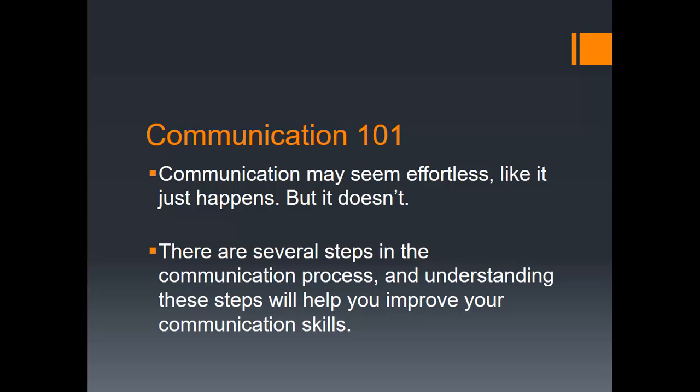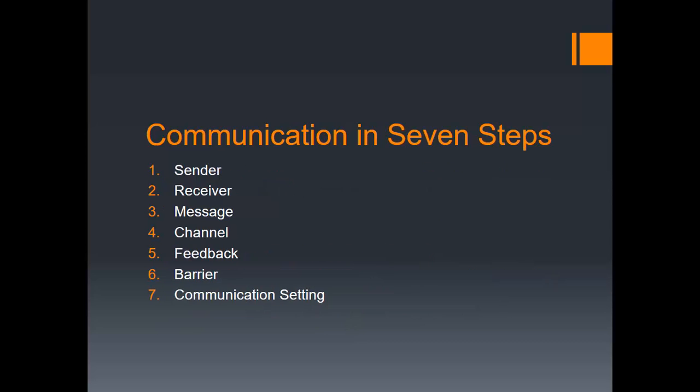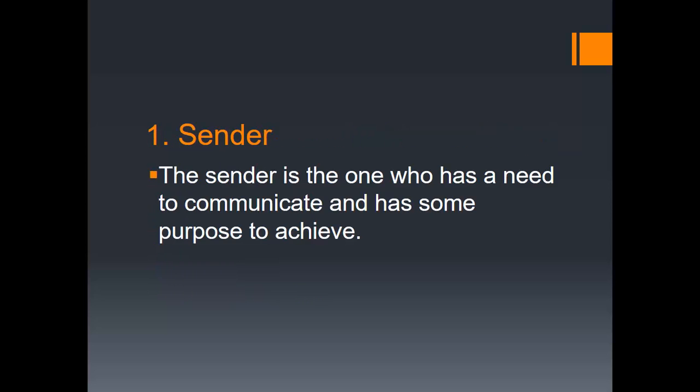Communication may seem effortless, like it just happens, but it doesn't. There are several steps in the communication process, and understanding these steps will help you improve your communication skills. It's especially important as you're being trained as a professional or a technical communicator to understand this process. So communication happens in 7 steps. We have the sender, the receiver, the message, the channel, feedback, barriers, and then the communication setting. So let's look at each of those steps in detail.